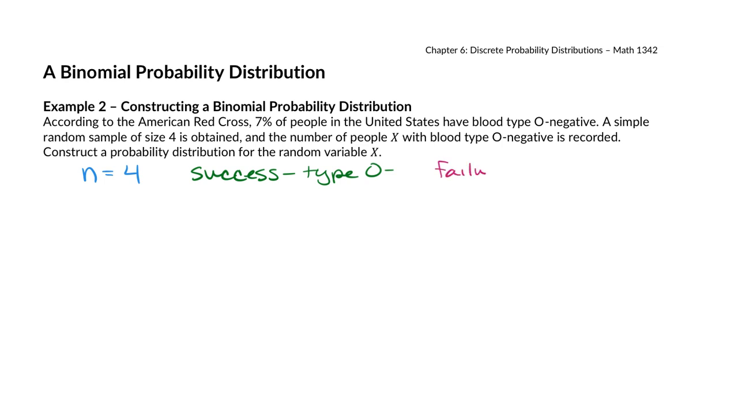So what does it mean in our experiment if we have a failure? It's not O negative. So if it's any of the other types. Maybe it's A, maybe it's B, maybe it's AB.